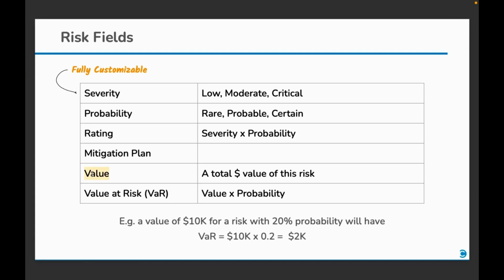First, we have value, which is a dollar amount associated with this risk. This could be something like additional cost or impact on profit. Then we have value at risk, which is the expected hit on a risk. It is also referred to as VAR. Let's take an example. A value of $10,000 for a risk with probability of 20% will have a VAR of $2,000.